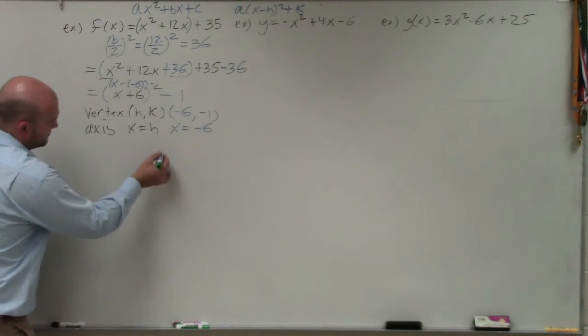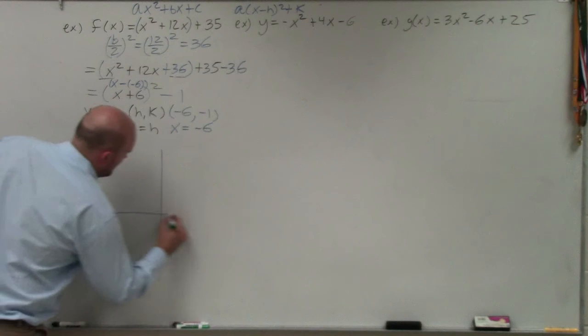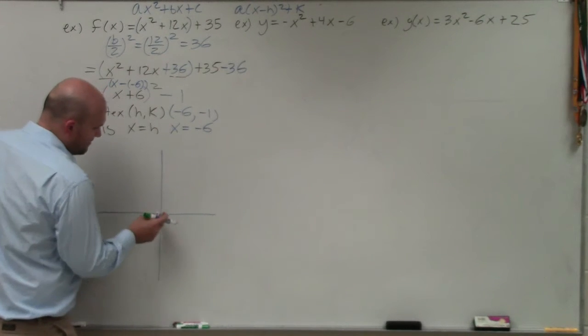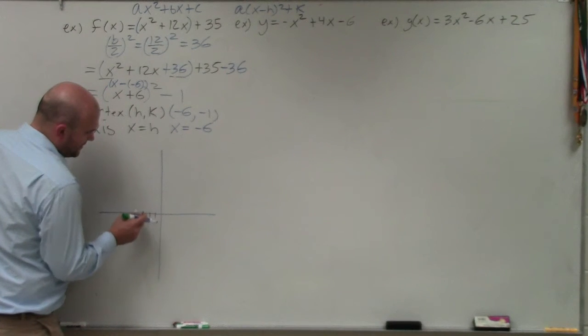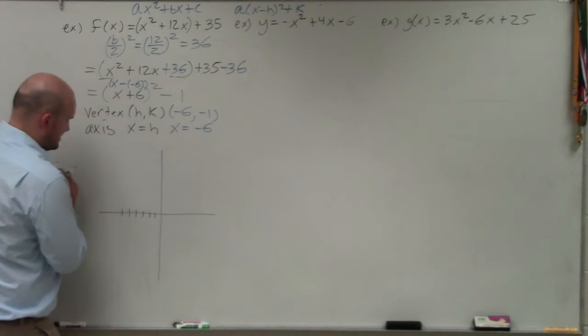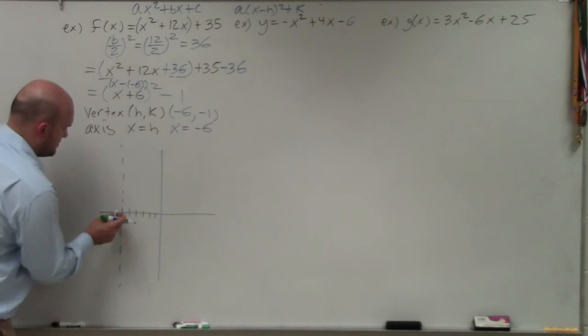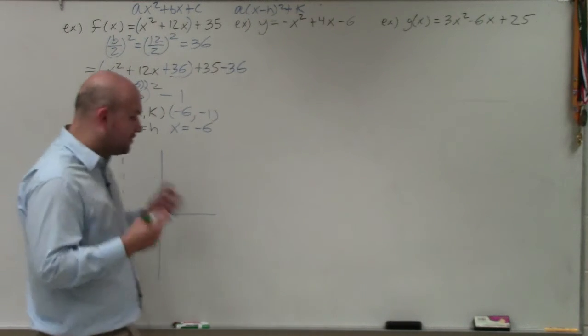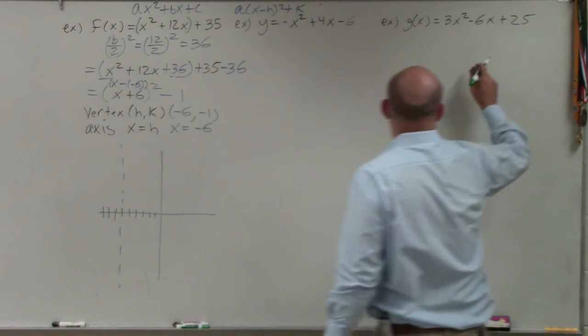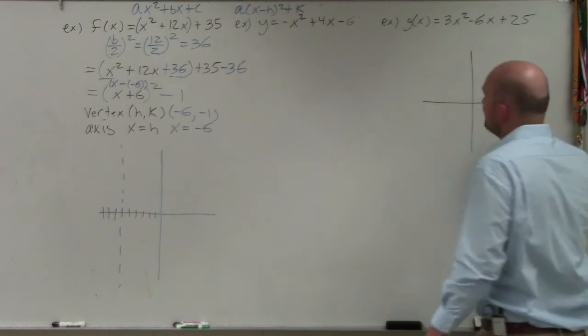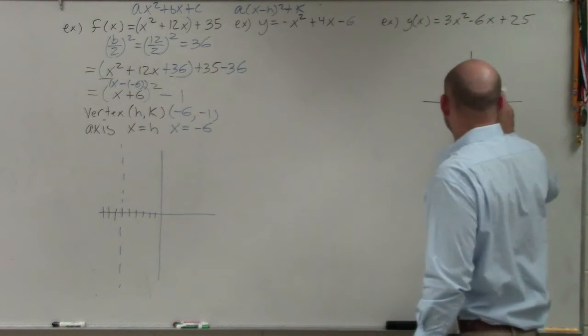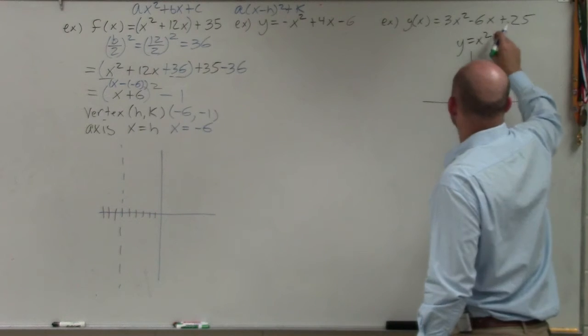Now, on to graphing. So on graphing, I'm basically going to have 1, 2, 3, 4, 5, 6. That's going to be my axis of symmetry. So I'll draw a nice little dotted line there. And now to go ahead and graph this, I'm going to graph this over here because it is important to understand what the parent graph of f of x looks like, or y equals x squared.